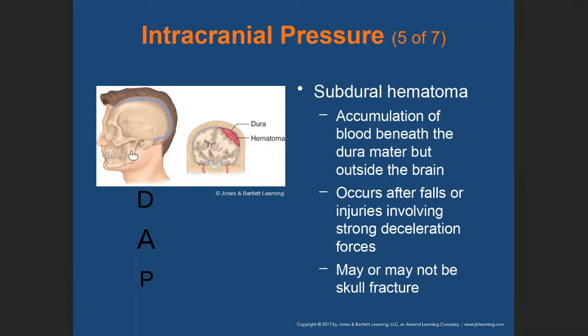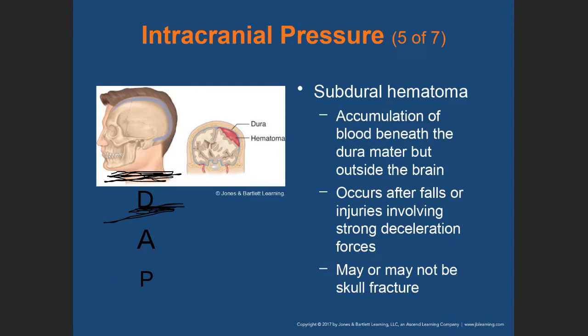If it's epidural, this is where the bleeding is occurring, above the dura. That's epidural bleeding. If it is subdural, then it's going to be here, below the dura. So subdural is below the dura. It's accumulation of blood beneath the dura mater, but outside. It's still outside the brain, right?